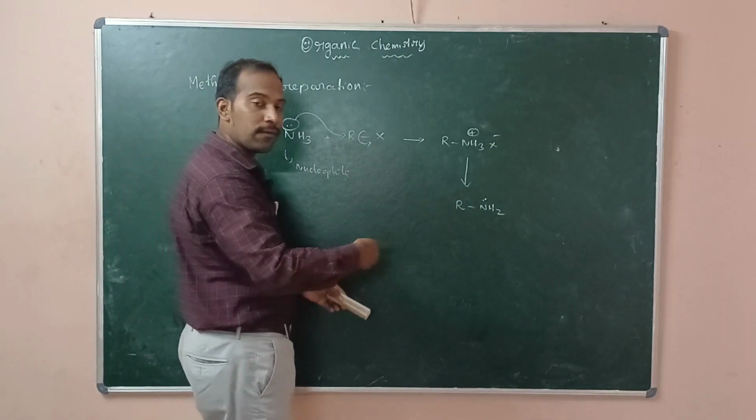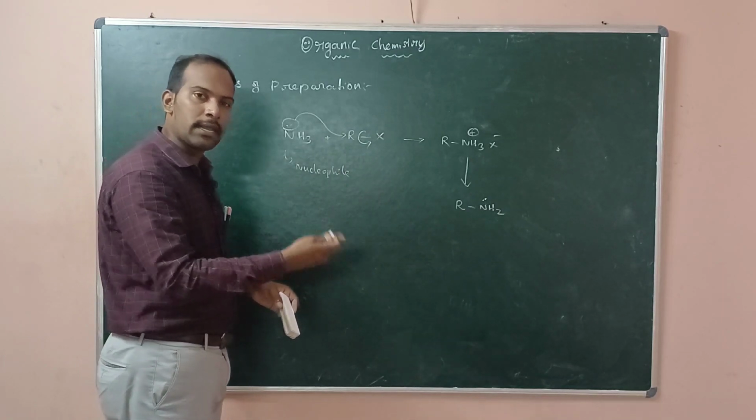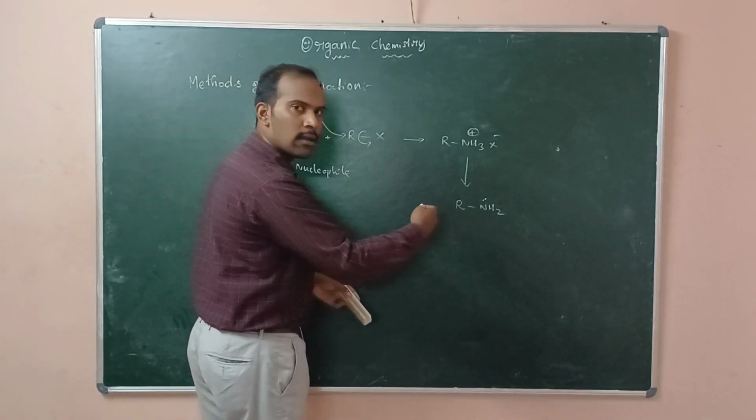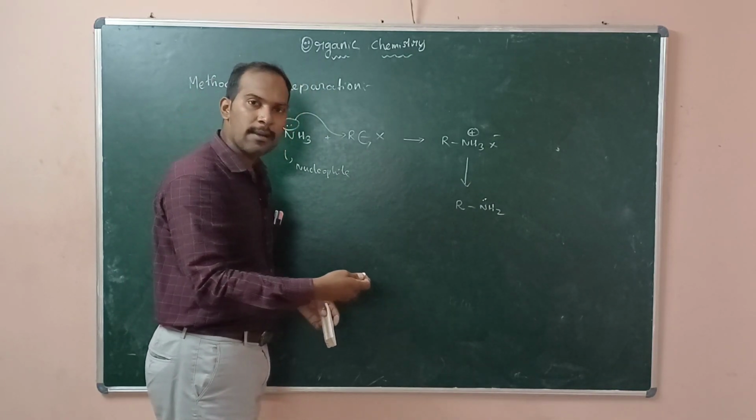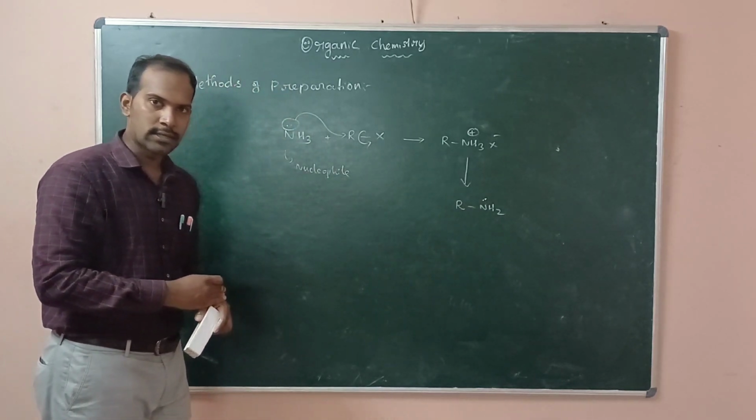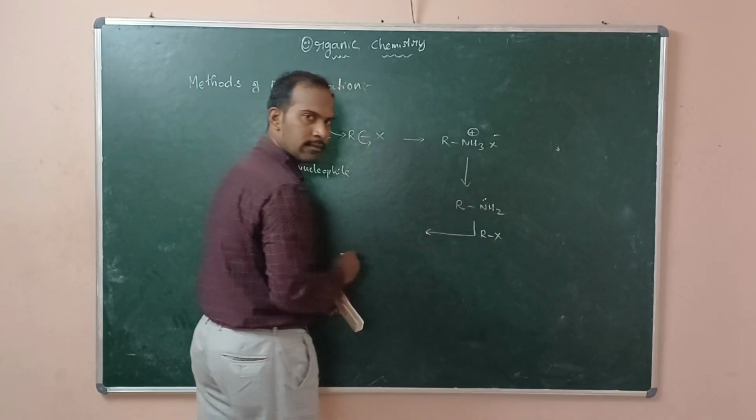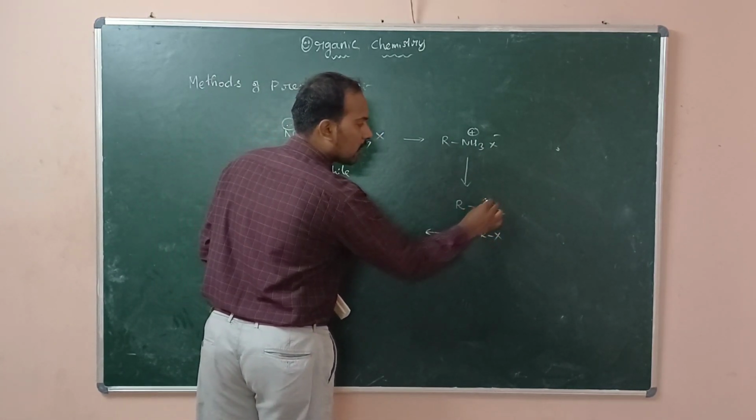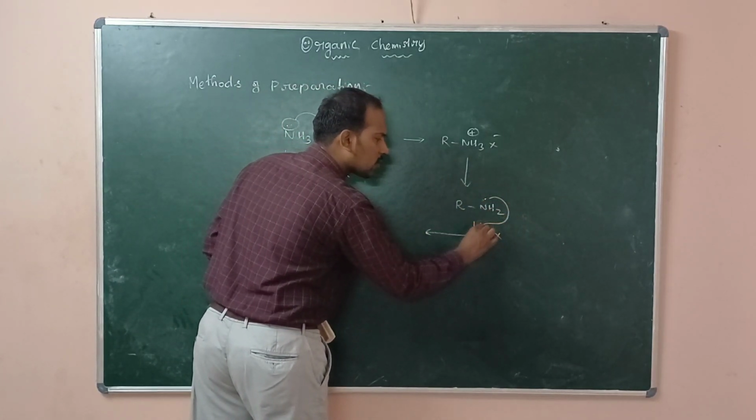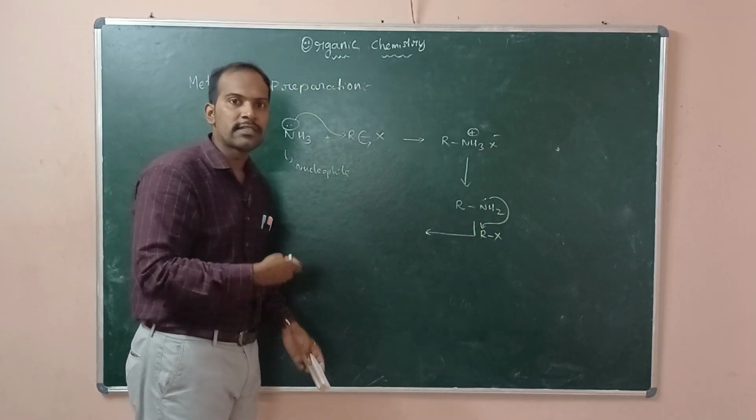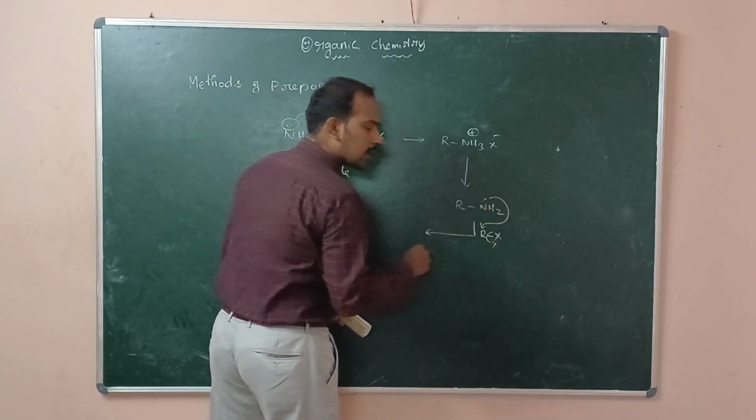If we have excess of RX, alkyl halide, the reaction goes further. The primary amine goes further to a secondary amine, then to a tertiary amine, and then the tertiary amine converts to a quaternary ammonium salt. This primary amine further reacts with RX. Again the nitrogen lone pair acts as a nucleophile, so this is an example of a nucleophilic substitution reaction.